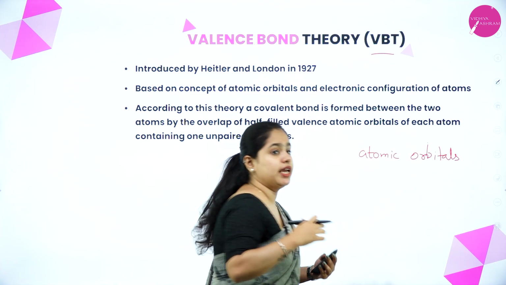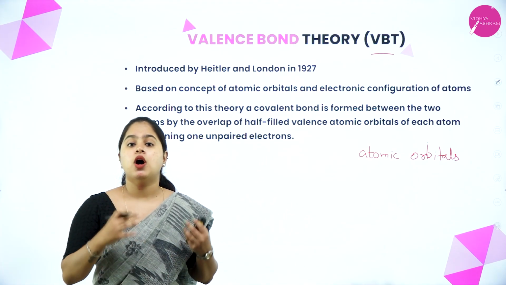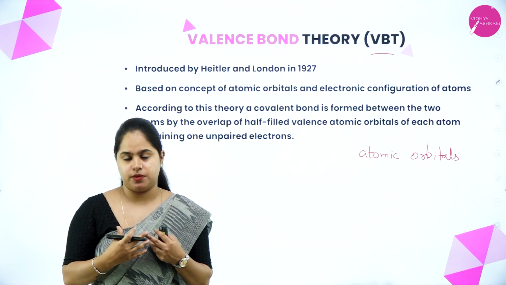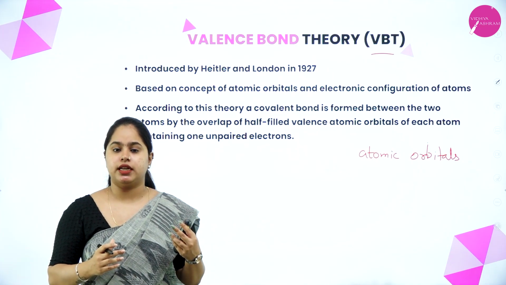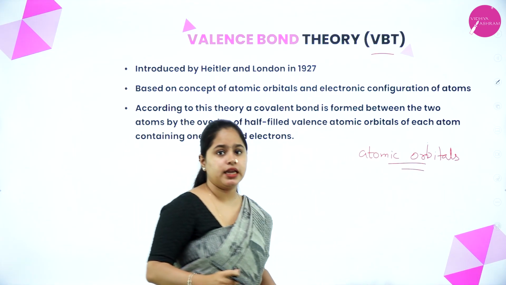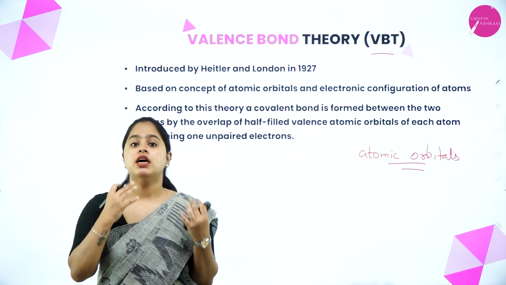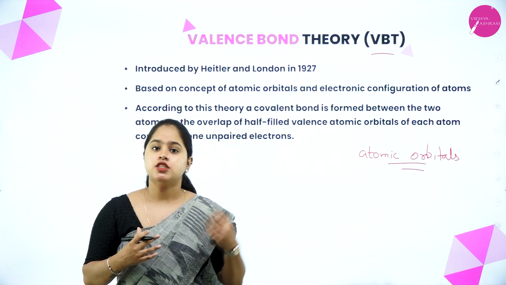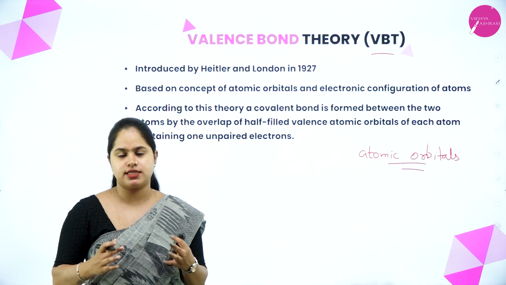Yes, we know that there are shells in which there are subshells, inside which orbitals are present, and inside the orbitals electrons are present. All this we already know. So, according to the quantum theory, electrons are present in the atomic orbitals. It is not a circular path. It is a region in which the probability of finding the electron is maximum. So, the valence bond theory is according to the quantum theory. That is what you have to understand in the beginning.